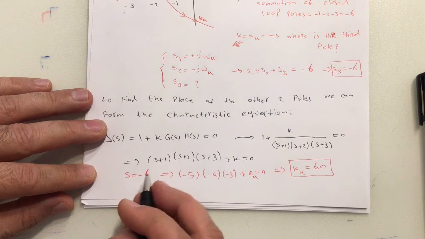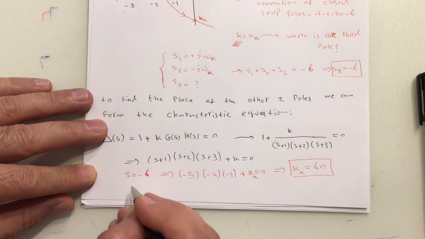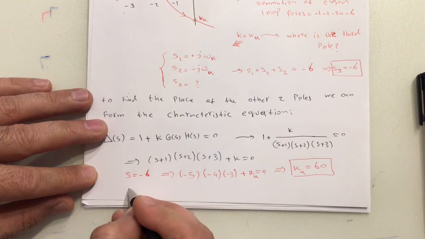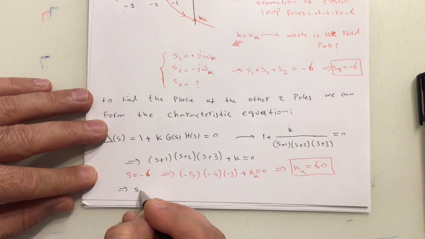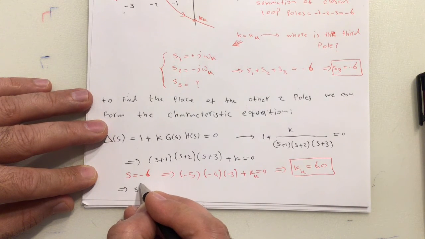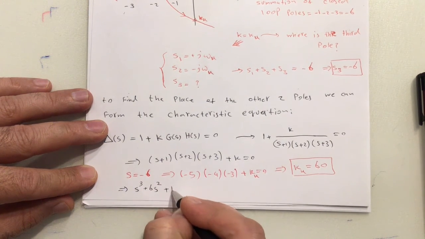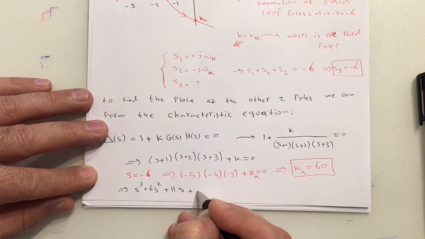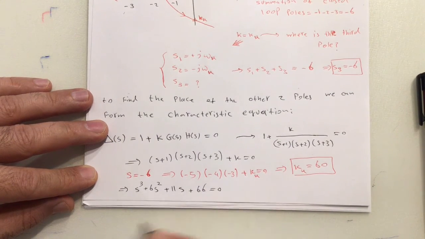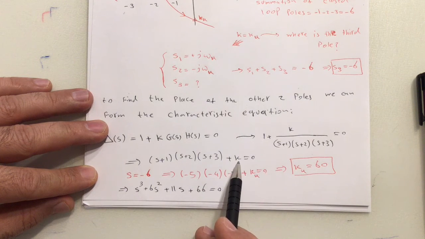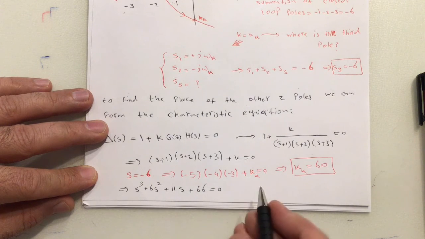So the characteristic equation, if I form that, so if I substitute 60 here, s cubed plus 6s squared plus 11s plus 66 is equal to 0. How did I calculate that? I just substituted k is equal to 60 here, and then multiplied these terms out. This is what you get.